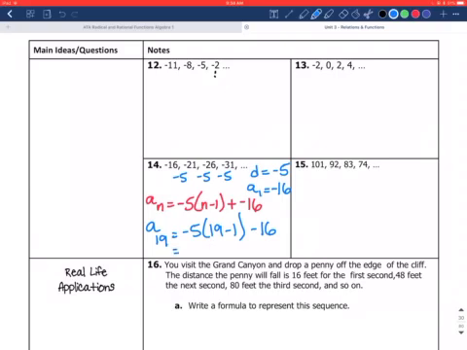So what we would do is negative 5 times 18 minus 16. And that would give us negative 106.